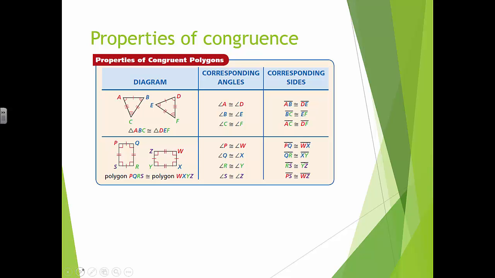All right, so here's just another diagram that shows you the corresponding angles and the corresponding sides and how they're congruent. The only thing that this adds is it shows you how to write a congruent statement. So we would say triangle ABC is congruent to triangle DEF. Notice the ordering of the letters. We put corresponding letters together. And likewise here we said polygon PQRS is congruent to polygon WXYZ. Again, notice that the letters match up with their corresponding parts.